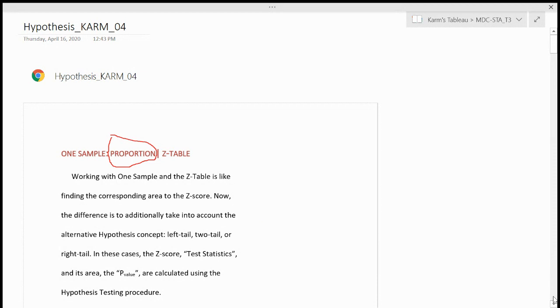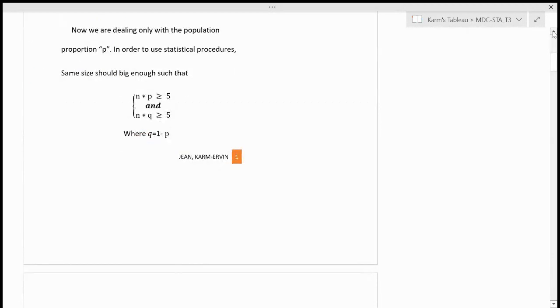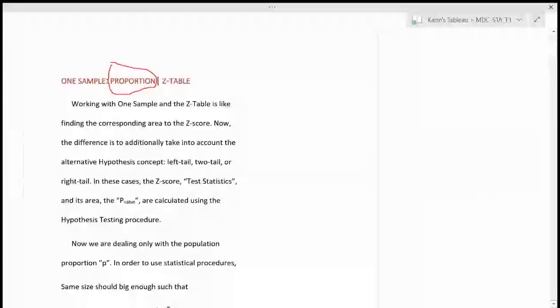What we need to understand before I do anything: we need to know what a z-table is. I'm pretty sure you guys know how to navigate that by now. Understand the idea of alternative and null hypothesis concepts. Also understand what is called a two-tail, left tail, and right tail. Also something called the test statistic and the p-value.